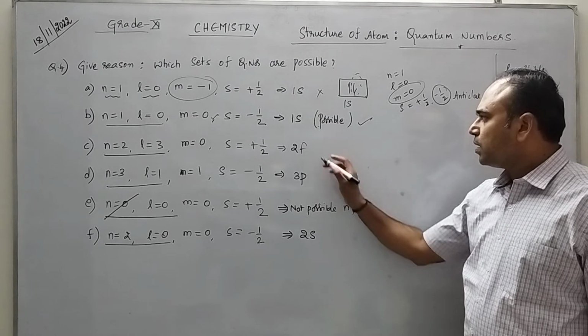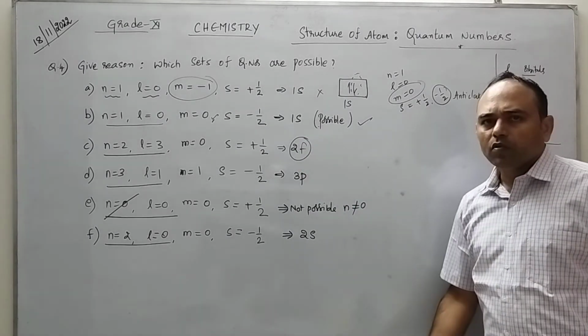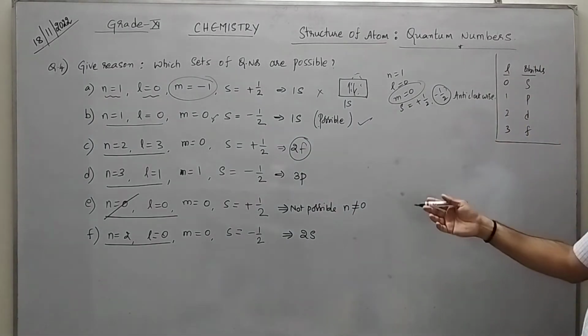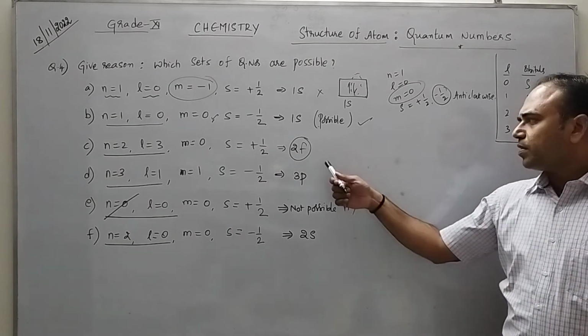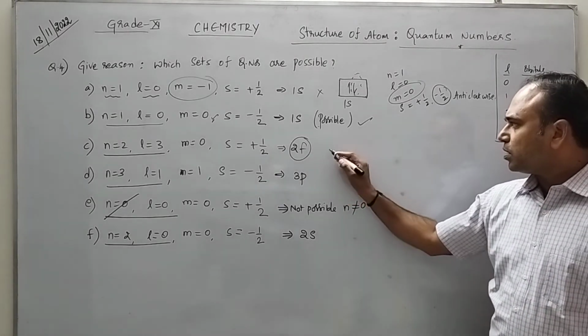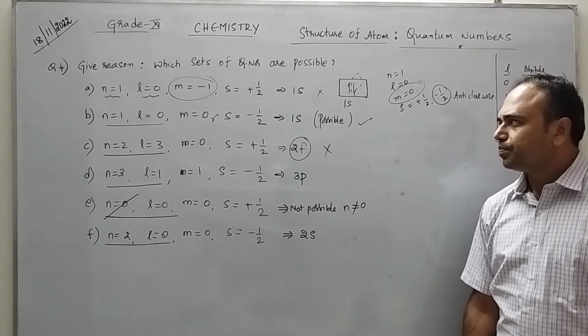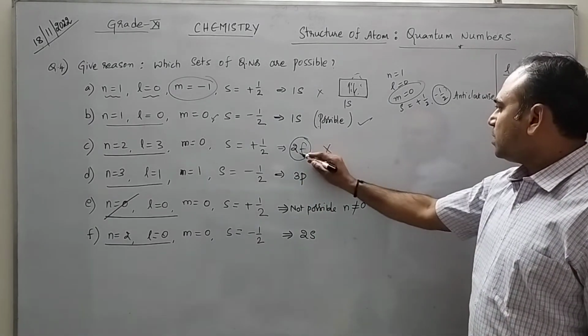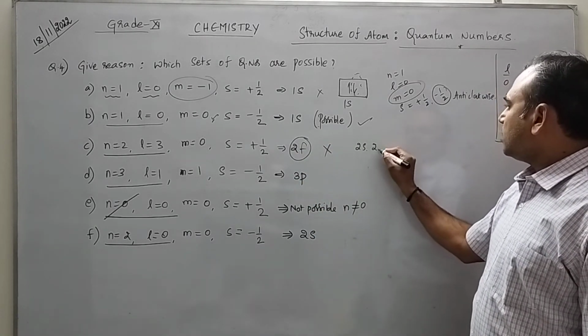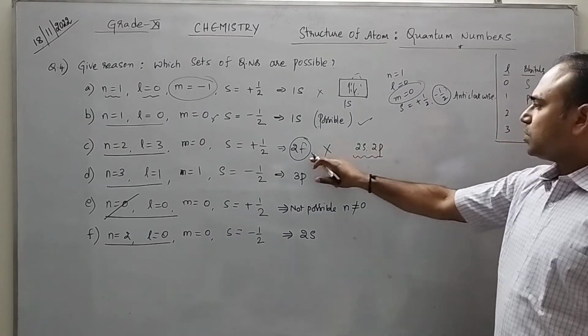Coming to the third one, it is 2f. Now we know that f orbital is possible only from n equal to 4. So here you cannot get this orbital. So if you are drawing this, we know that 2s and 2p are possible, but not 2f.